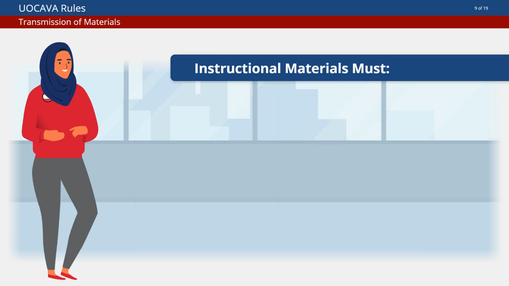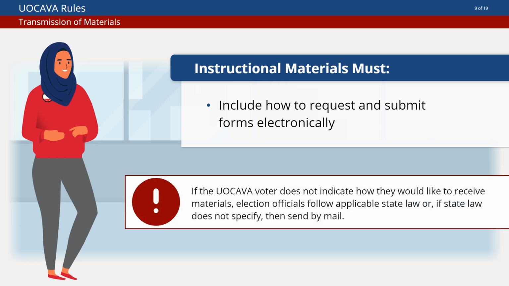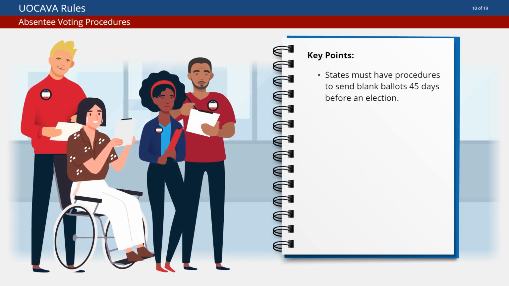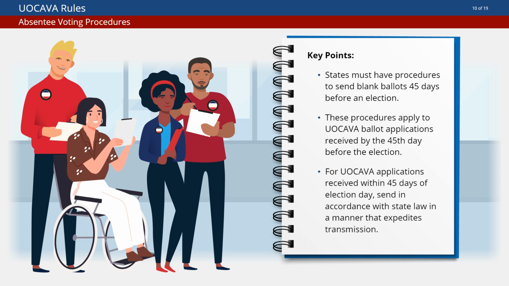Instructional materials provided to the UOCAVA voter must include how to request and submit forms electronically. If the UOCAVA voter does not indicate how they would like to receive materials, election officials should follow applicable state law, or if state law does not specify, then send by mail. States must have procedures to send blank ballots by mail and electronically by 45 days before an election for UOCAVA ballot applications received by that point. Election administrators must send ballots in accordance with state law and in a manner that expedites transmission for UOCAVA ballot applications received within 45 days of the election.